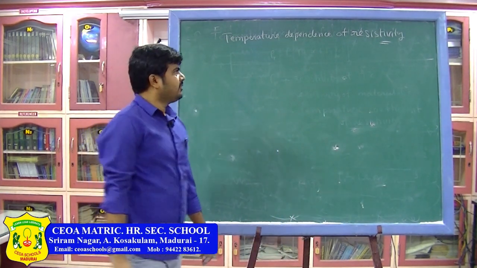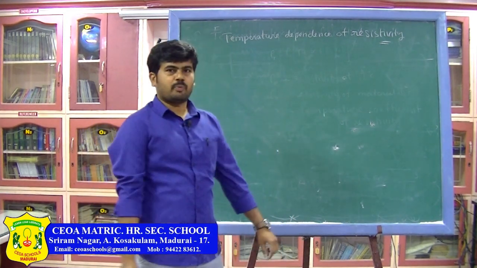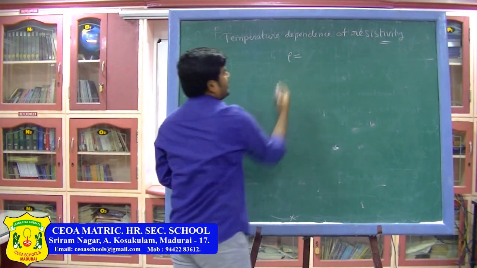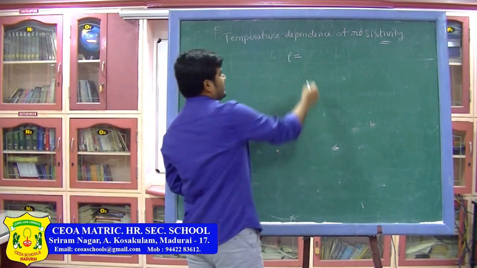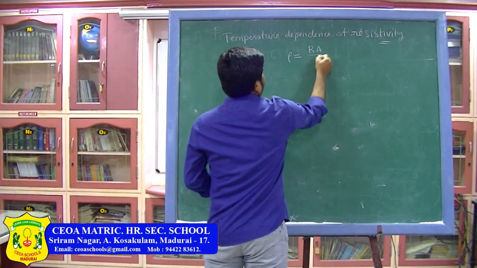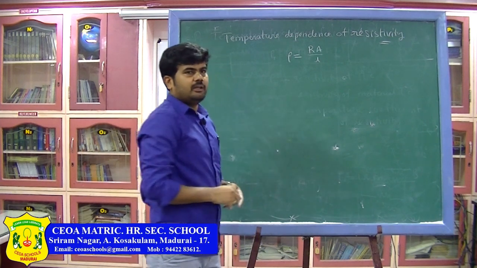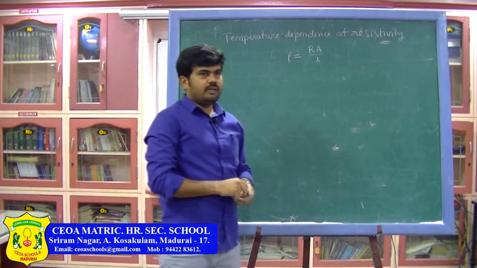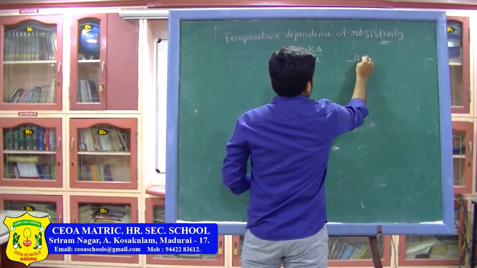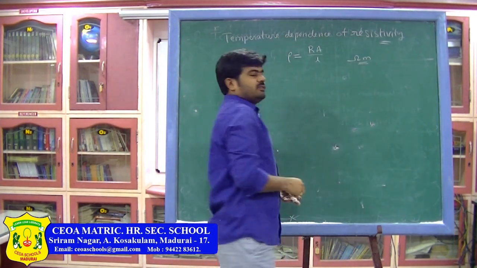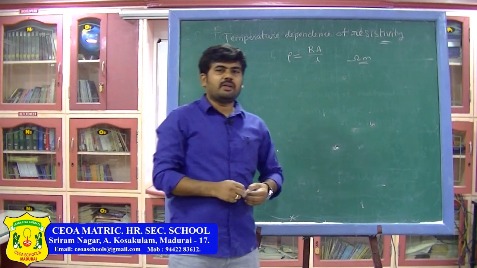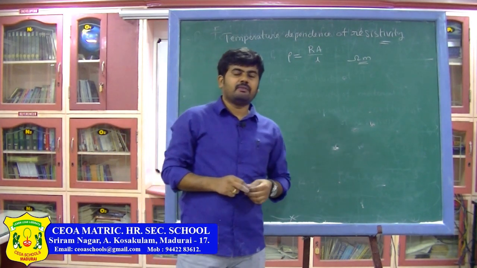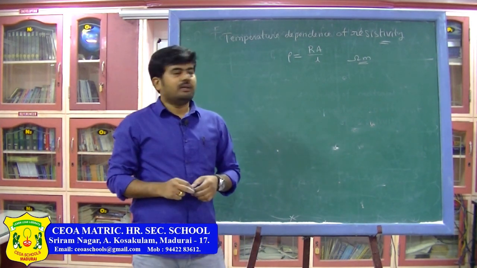So the resistivity of a material, I told you it is a specific property of materials. Let me remind you, rho is equal to RA by L, and it is defined as the resistance of a material of unit area of cross section and unit length. So that is the resistivity, and its SI unit is ohm meter.